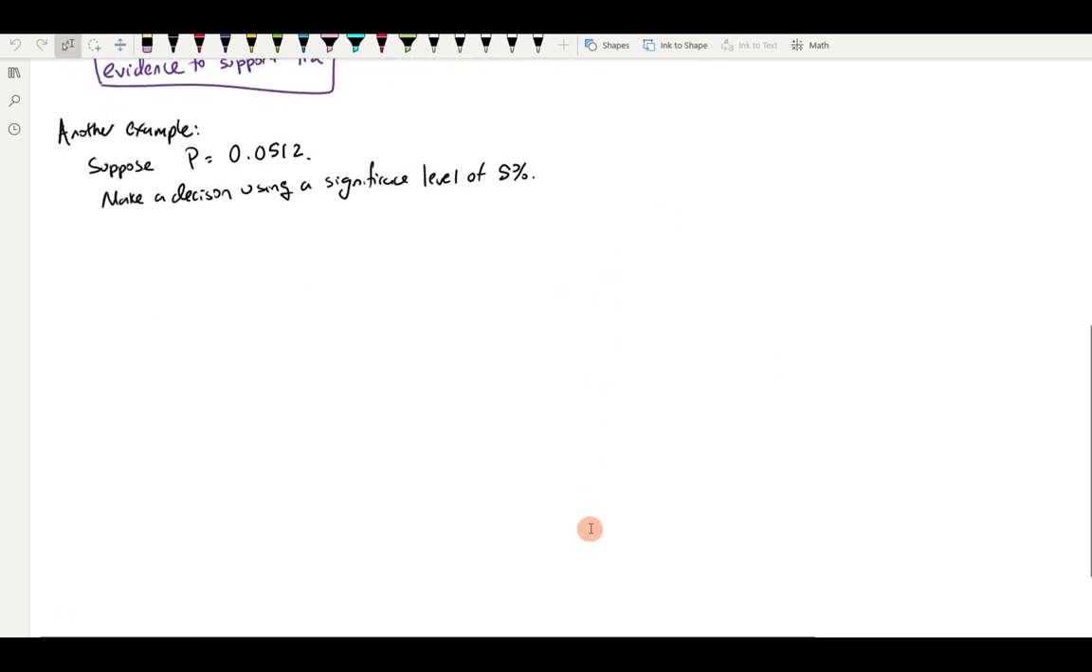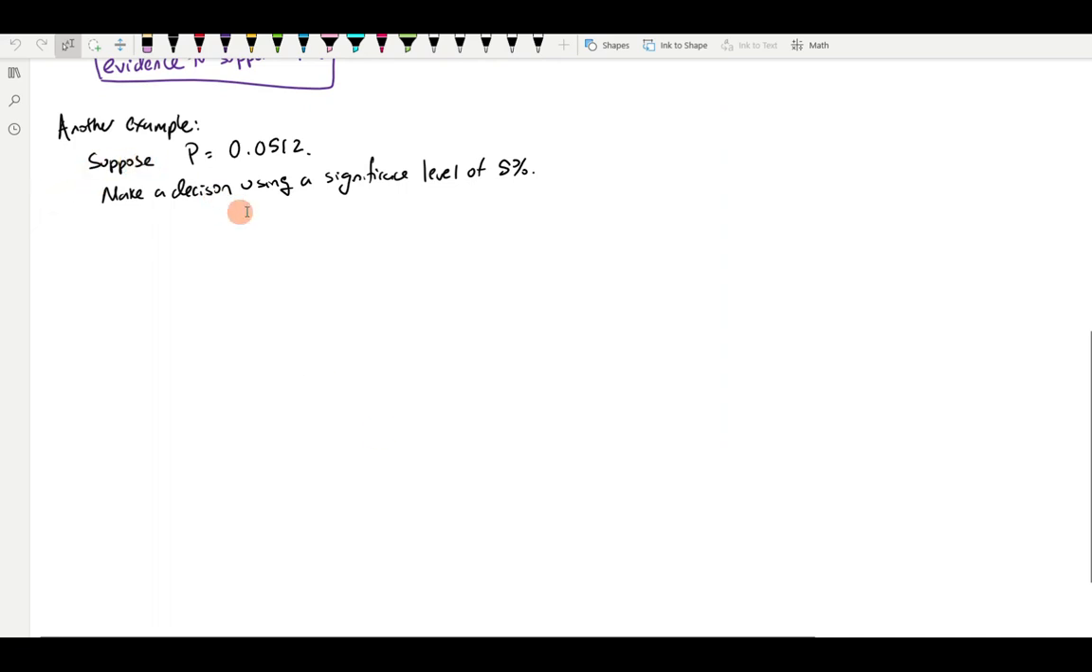Let's do one more example. Let's suppose now, different study. We found a p-value of 0.0512. We want to make a decision using a significance level of 5%. So the first thing I'm going to do is convert my significance level to a decimal, just so I can visualize it. 5% is 0.05. And then I'm just going to compare p to alpha, decide which one is bigger. My probability is 0.0512. Again, alpha is 0.05, so deciding which one is larger, they're very close, but p is larger.